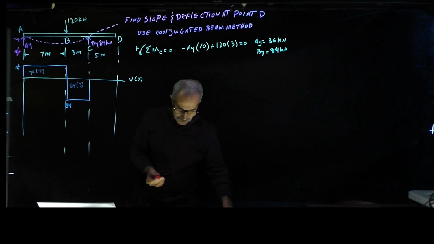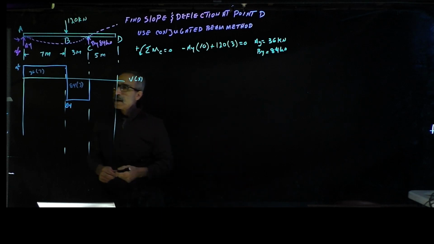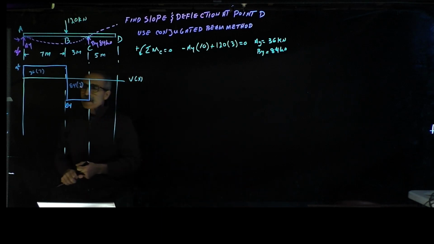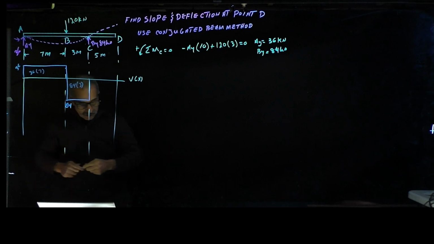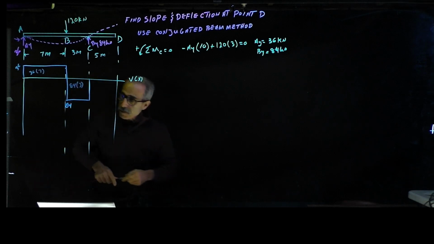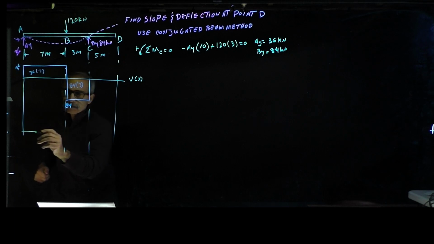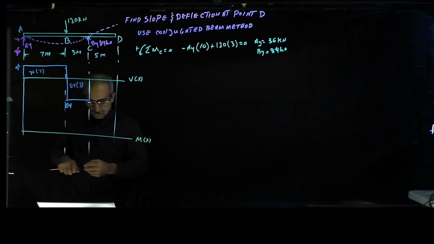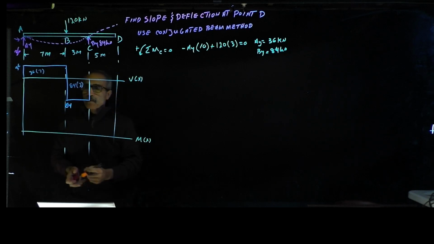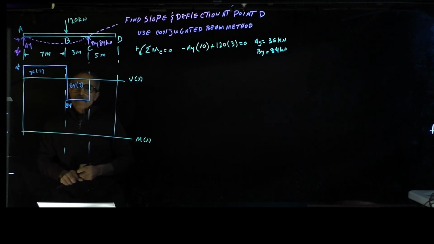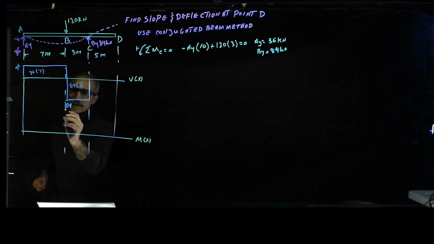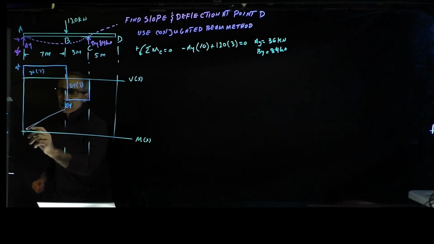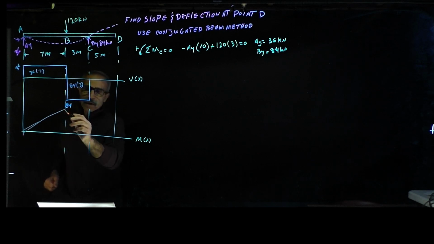So now the moment diagram, it's going to look like it's going to go up like this right here. That's a straight line, by the way. And then it's going to drop down back to 0.